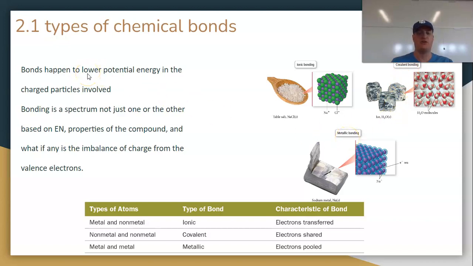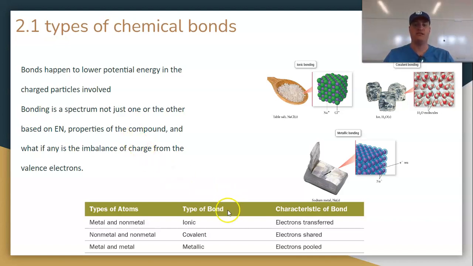Bonds happen to have this lower potential energy. When something forms a bond, it is generally at a lower energy than it was before. And it's really a spectrum. You'll find values of electronegativity that'll say, oh, below this electronegativity will be ionic and this one will be covalent. It's really just a blend of things.